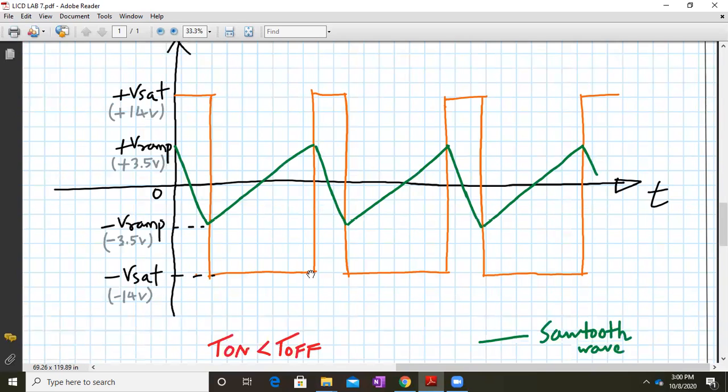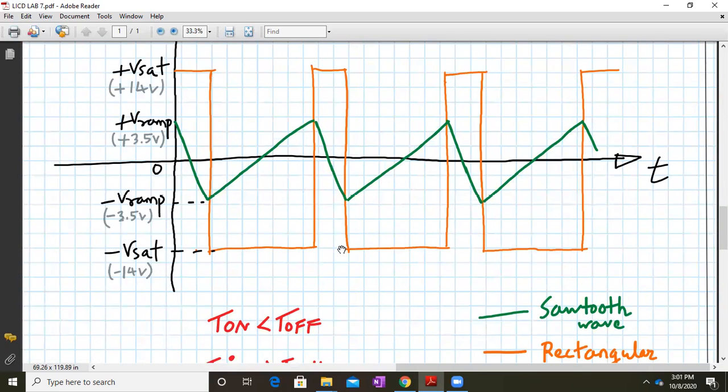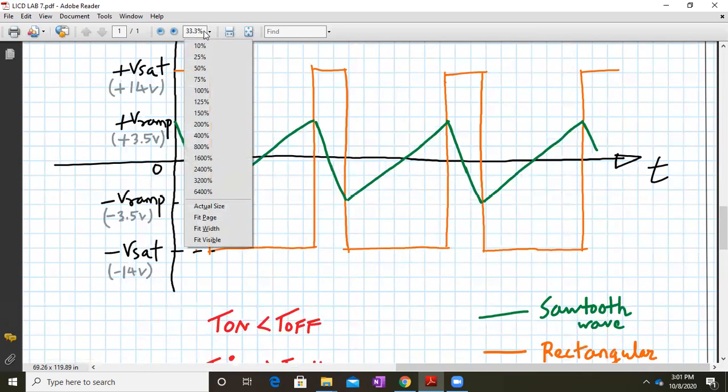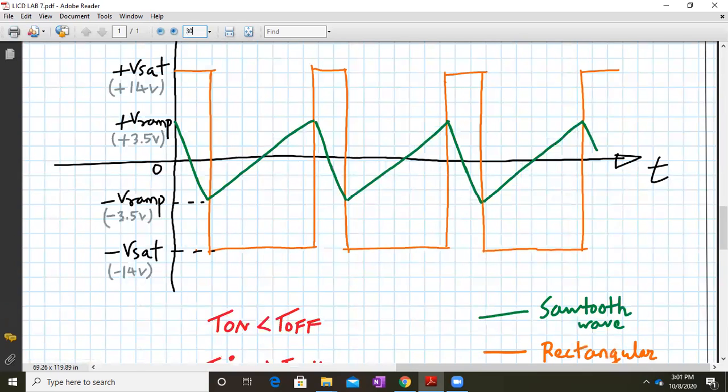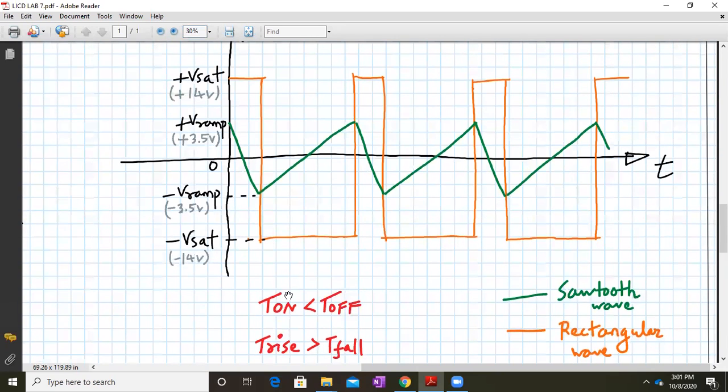Over here the Ton time will be less than the Toff time, but the rise time will be greater than the fall time because the output of the integrator will be negative. So that's why it's a reverse actually. If you check carefully, let me just show you. This is the on time and this is the off time. Ideally speaking, the on time should be the same as the rise time, but what is really happening is, let me go back to the circuit.